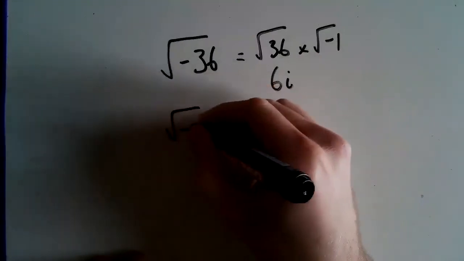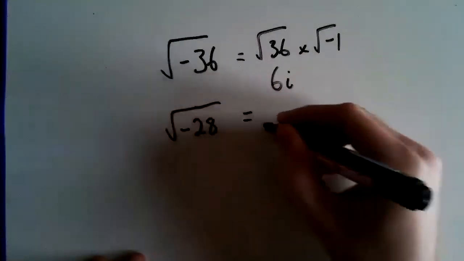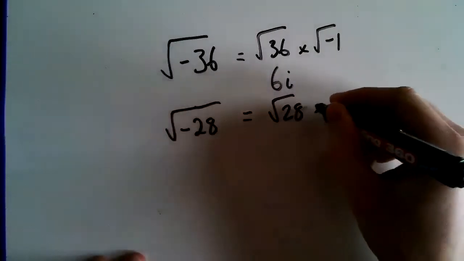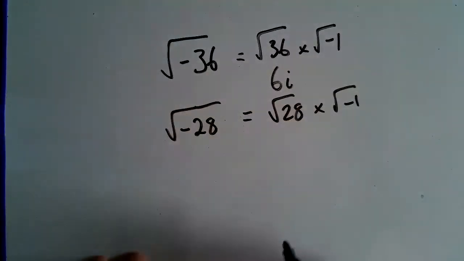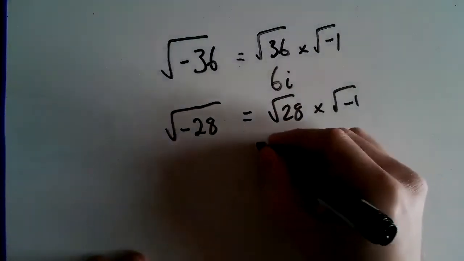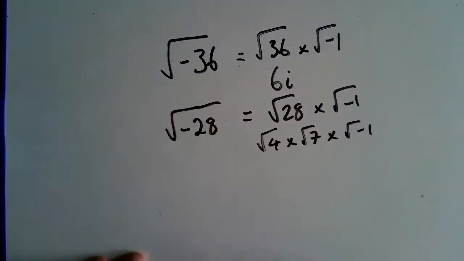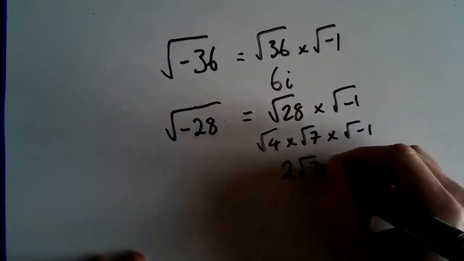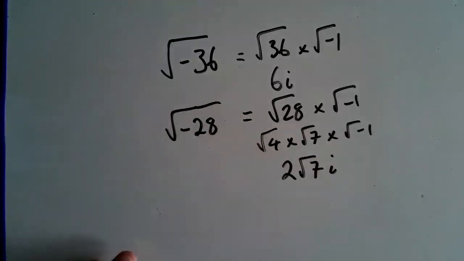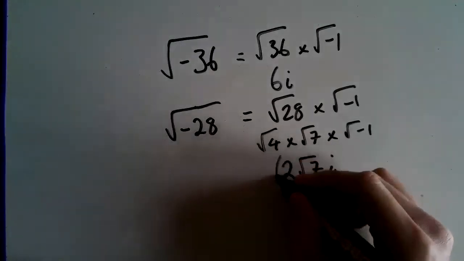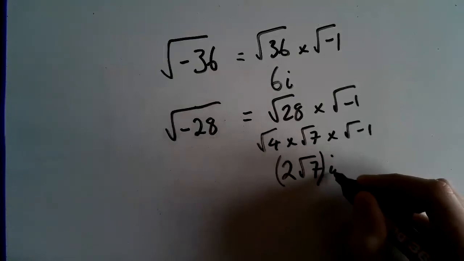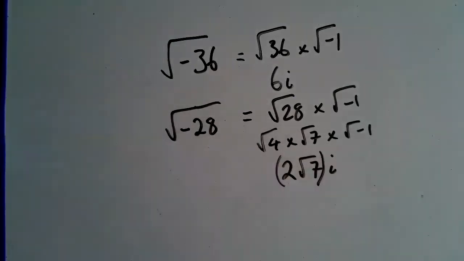Root minus 28. Well, we can write that as root 28 times root minus 1. Well, we know we can write that as root 4 times root 7 times root minus 1. So we get 2 root 7 i. We might want to put brackets around that to make sure that the i is not part of the square root. But it's as simple as that.